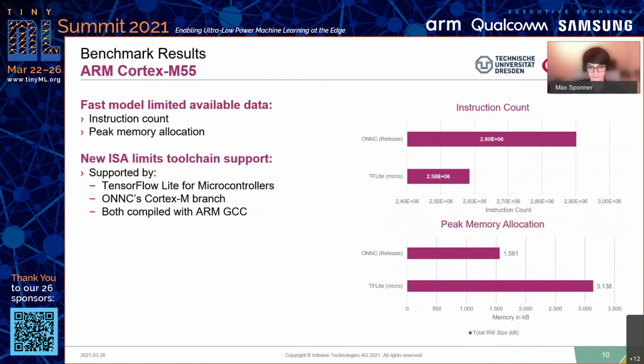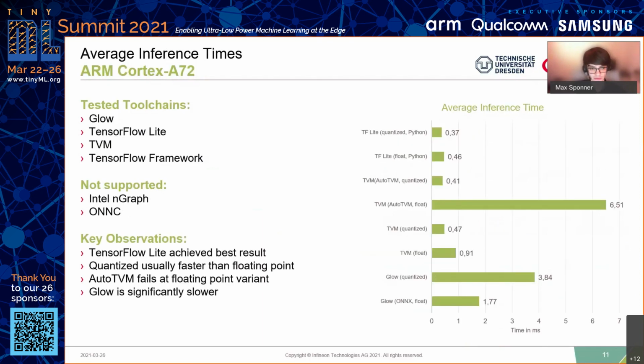On the A72, we could test additional toolchains and compilers. And our key observations here were that TensorFlow Lite achieved the fastest inference time using a quantized model. And generally speaking, the quantization usually achieved a performance improvement across all toolchains with the exception of Glow. And the reason here is that Glow does not provide optimized function kernels for the quantized execution. So it needs to fall back to floating point computations, adding additional overhead.